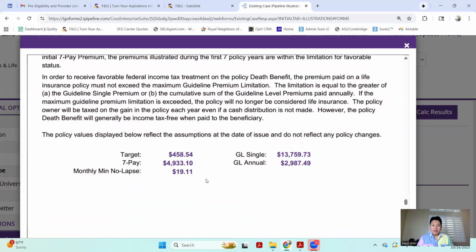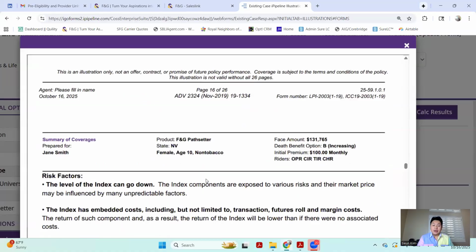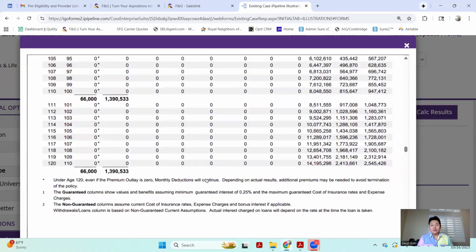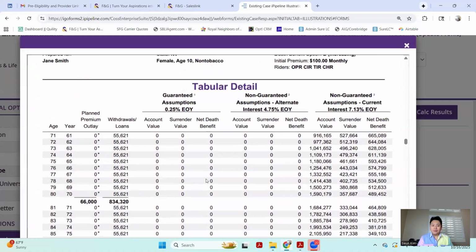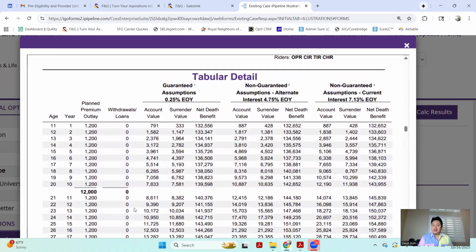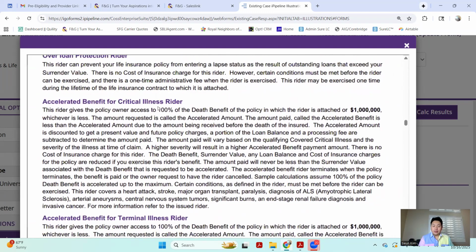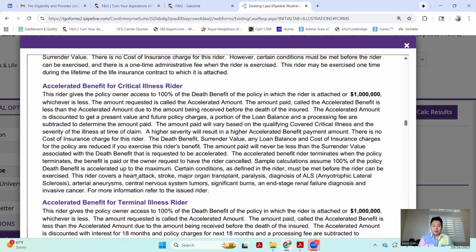Now, with this, I'm going to show you something. There is a third thing where option B might not be as beneficial. Some clients don't just want cash value. They also love the living benefits of an IUL. They want to have the critical illness rider, chronic illness, terminal illness rider. This covers heart attack, stroke, major organ transplant, paralysis, ALS, aneurysm, tumors, burns, invasive cancer.